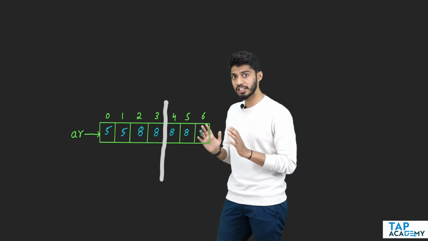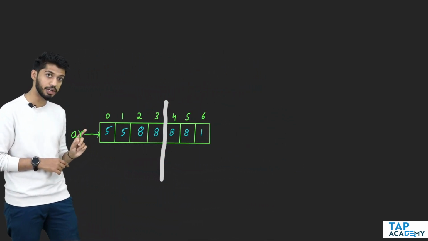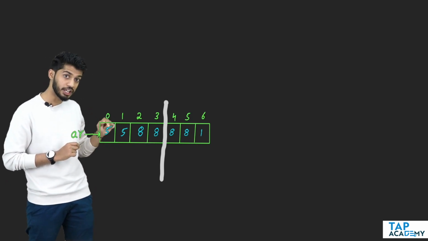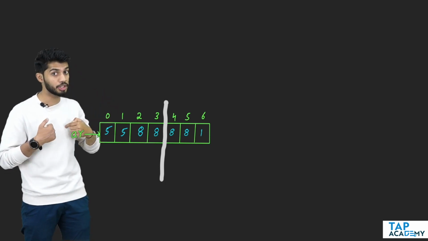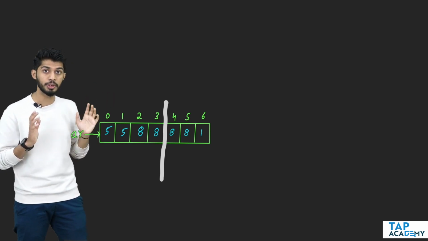So if you had clearly seen, what I did is I considered this element to be my majority at the start. Whichever is there at the starting index, AR of 0, I will consider to be my majority. So I need one variable named majority, and I will make AR of 0 to be my majority.